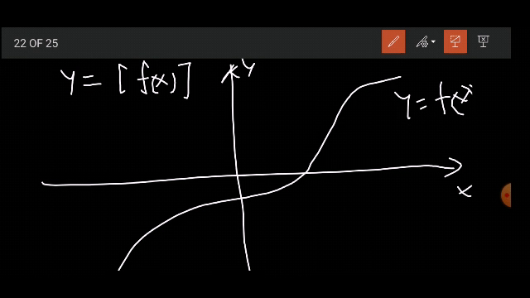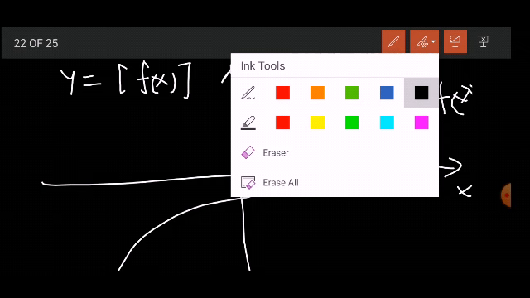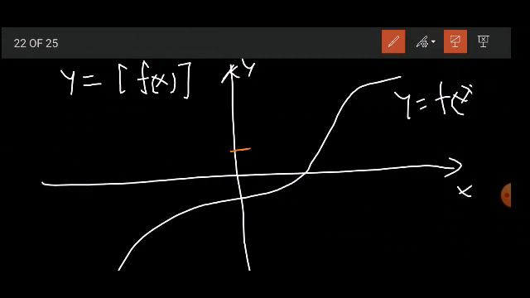Now, for [f(x)], what we have to do is mark the integer points on the y-axis. So mark these integer points 1, 2, 3, 4, 5. Here 0, here -1, here -2, -3 and -4, and so on. And you just cross it.